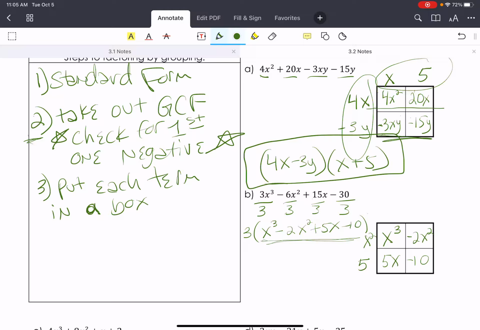Okay, first row or first column, I mean. X. Is it 2 x's again or just 1 x this time? Good. Your root is the root.